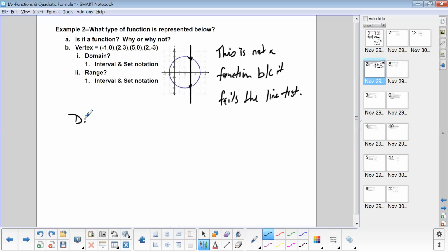So what would be the domain? The domain, this is -1, and this is (5, 0). Those ordered pairs were given to us here. So the domain would be from -1 to 5, and the y values would be from -3 to +3. And we're going to include both of them, and that would be our interval notation.